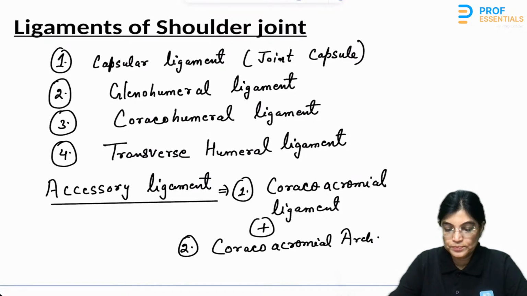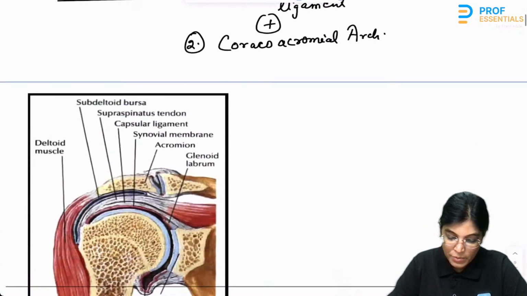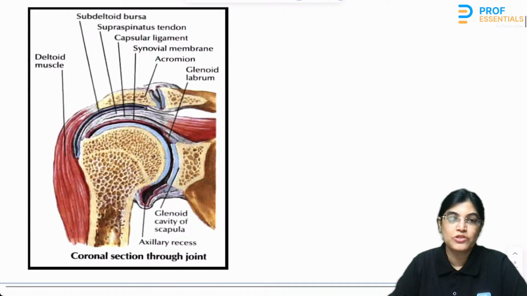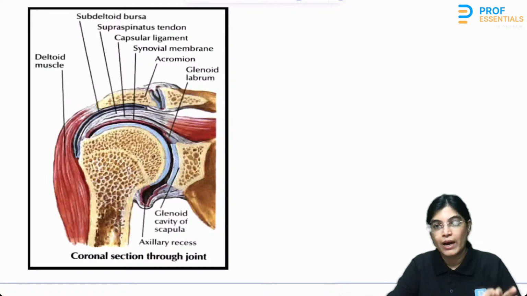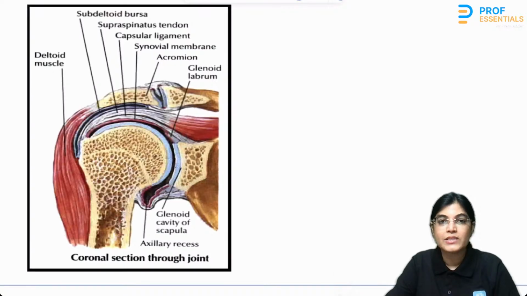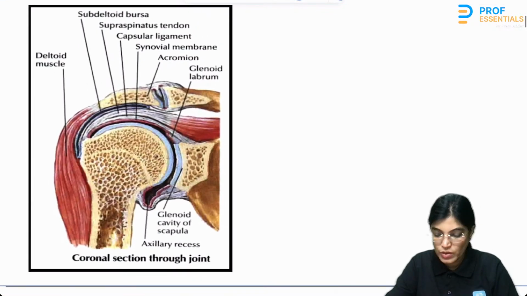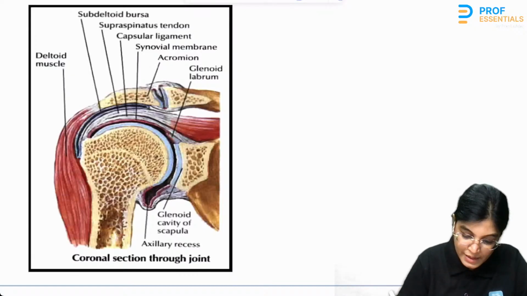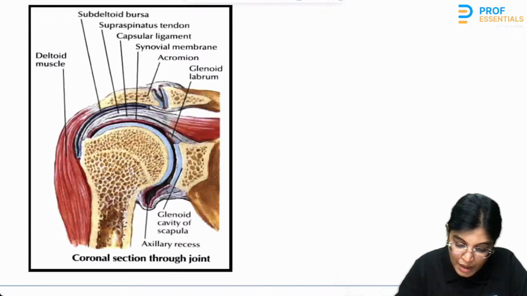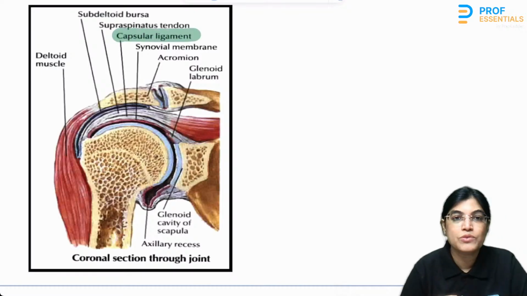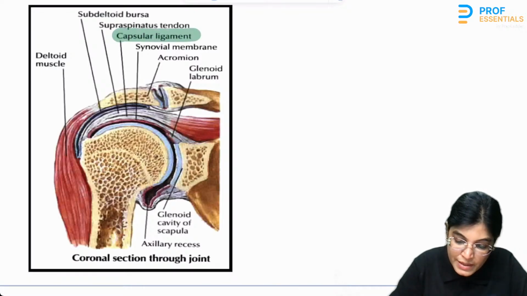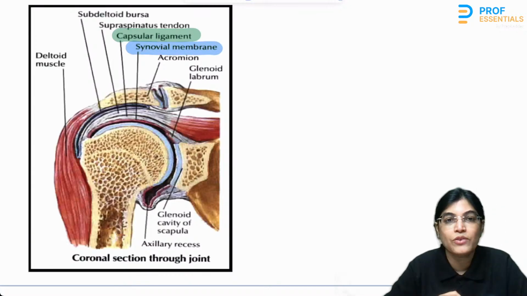Now, next, let's see an image, which is a coronal section of the shoulder joint, in which you can appreciate the fibrous capsule. You can see the glenoid labrum also. I'm slightly enlarging this image so you can clearly visualize it. Here we can see the capsular ligament, the fibrous capsule, and we can also appreciate that it is lined on the inner aspect by the synovial membrane.